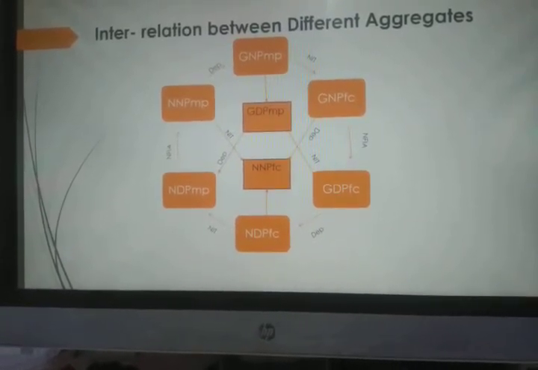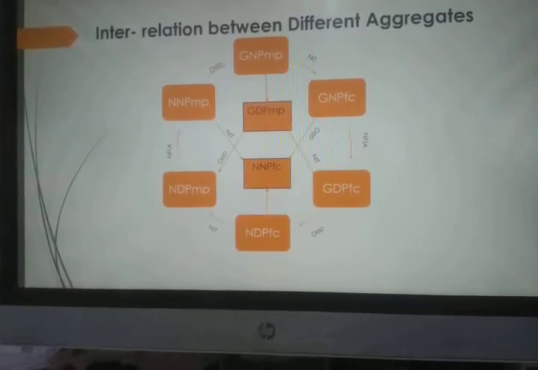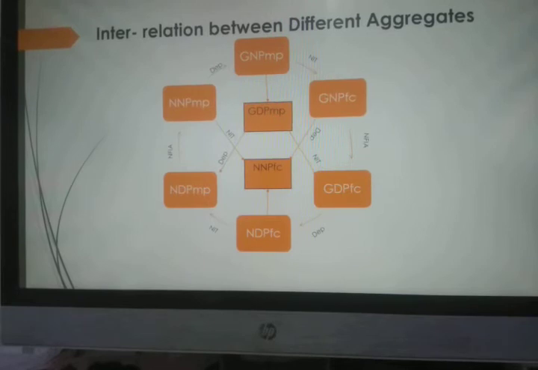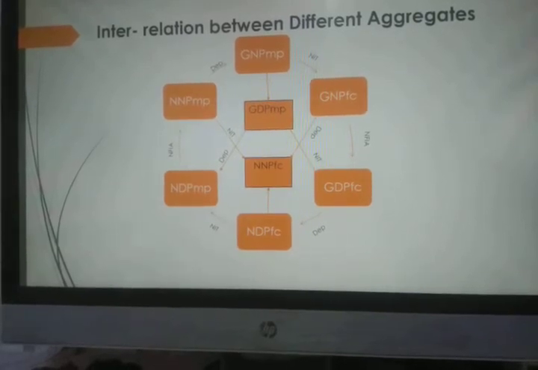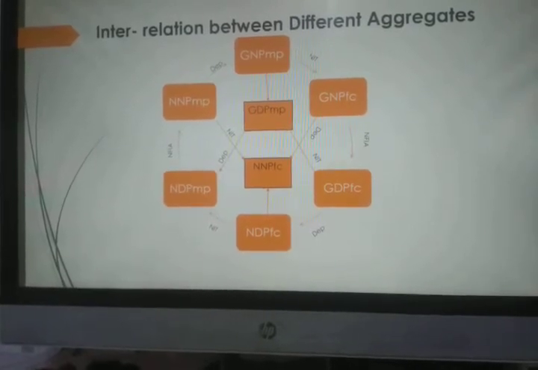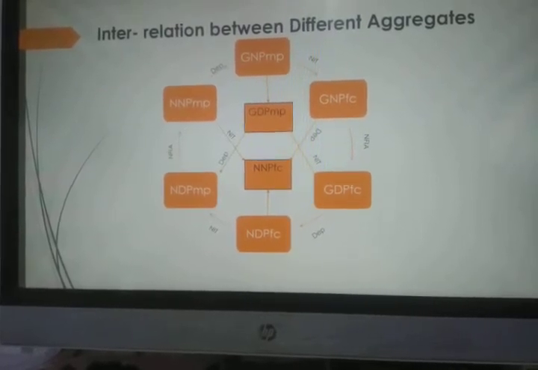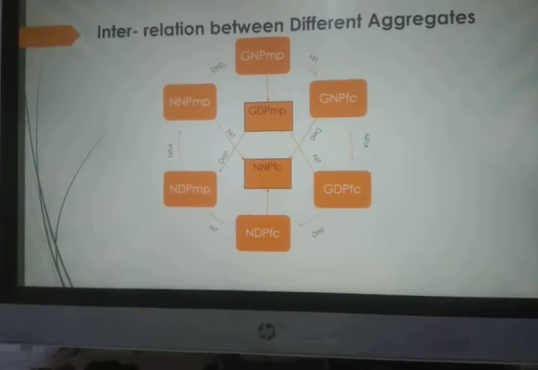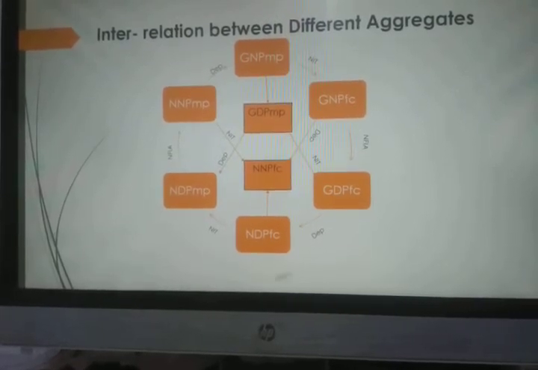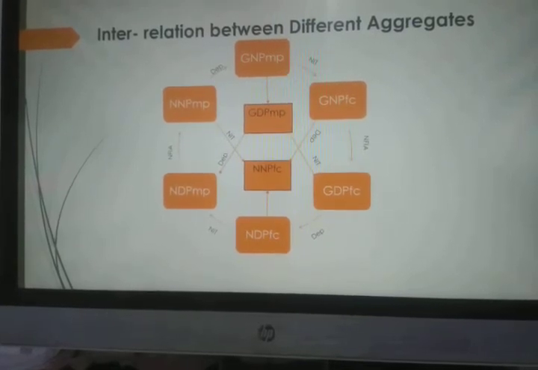In the same way, look at the down NDP-FC, that is domestic income. From domestic income, we have to reach NNPFC, that is national income. Now just tell me what you're going to do. Yes, here the concept is of DNN. So DNN means again NFIA. So here the arrow shows upward direction, so we have to add. That is, NFIA is going to be added.